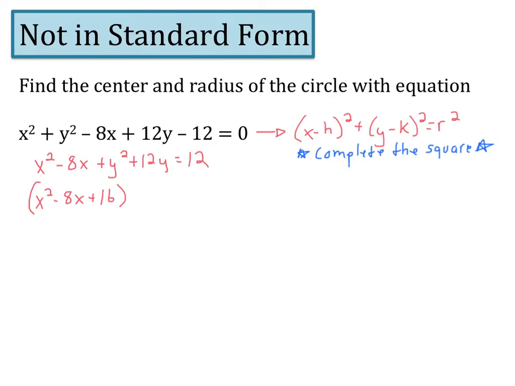Now let's complete the square with the y variable. So I'll put a plus out here and open parentheses. We have y² + 12y. Half of 12 is 6. 6 squared is 36. Then we have 12 on the right side. But we've added a 16 and a 36, so we have to add that to the right side as well, because we want this equation to be balanced.